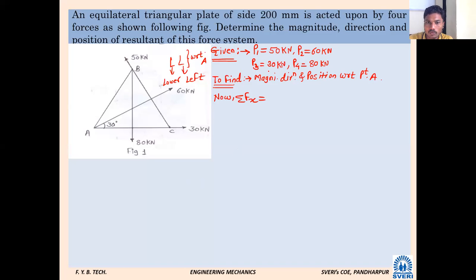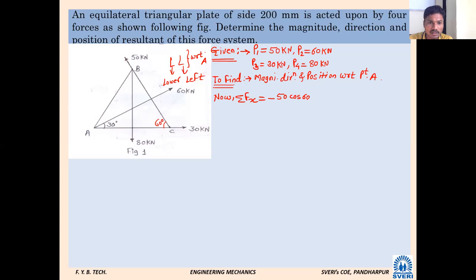Let me know what is the x component of force P1. Is it positive? Is it negative? Negative. What will be this angle? 60 degree, because it is an equilateral triangle. Then P1 force: minus 50 cos 60.